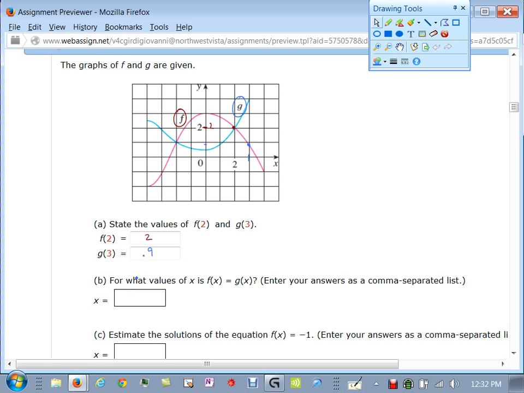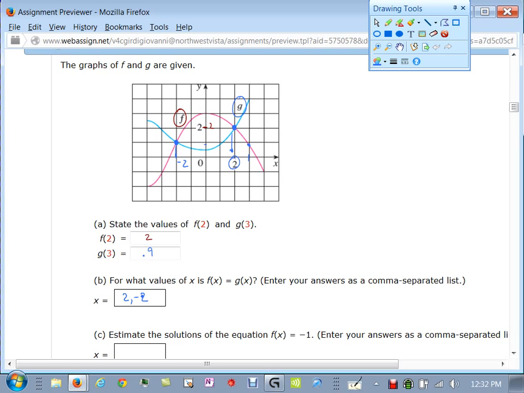For what values of x is f and g equal? So we basically want to know at what x values our functions intersect each other, and that would be at this point and at this point. And we want to know the x values. So it happens at 2, and then over here 1, 2. It looks like -2 is where that one hits. So we would say when x is 2 and -2.